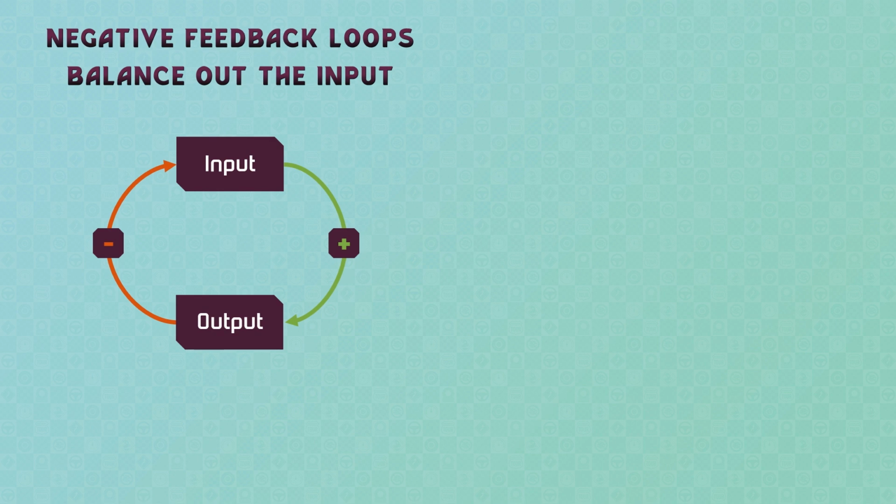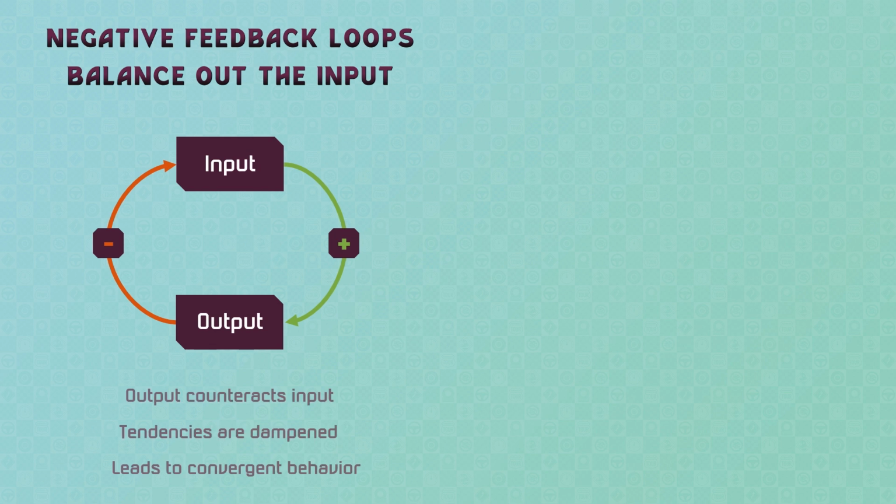So this would be a loop where the output balances out the input over time. And the thermostat that we already talked about is an example of that, because as we said, as the room temperature increases, less and less heat has to be applied. So as the input of the system increases, the output decreases. Usually having a negative feedback loop means that the output somehow works against the input, it counteracts it, and that means that existing tendencies in your system are dampened.